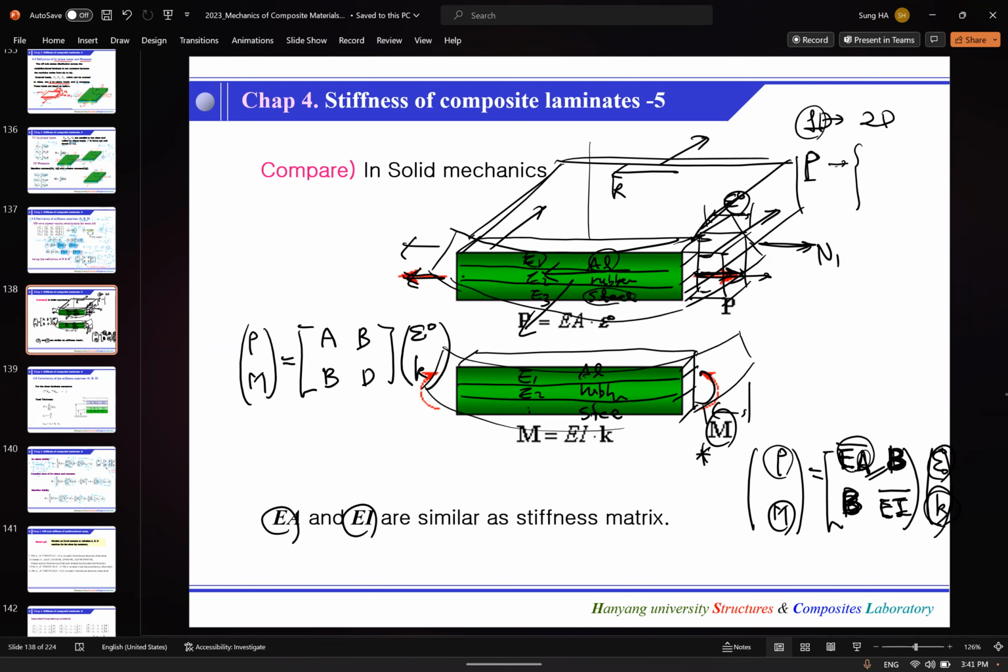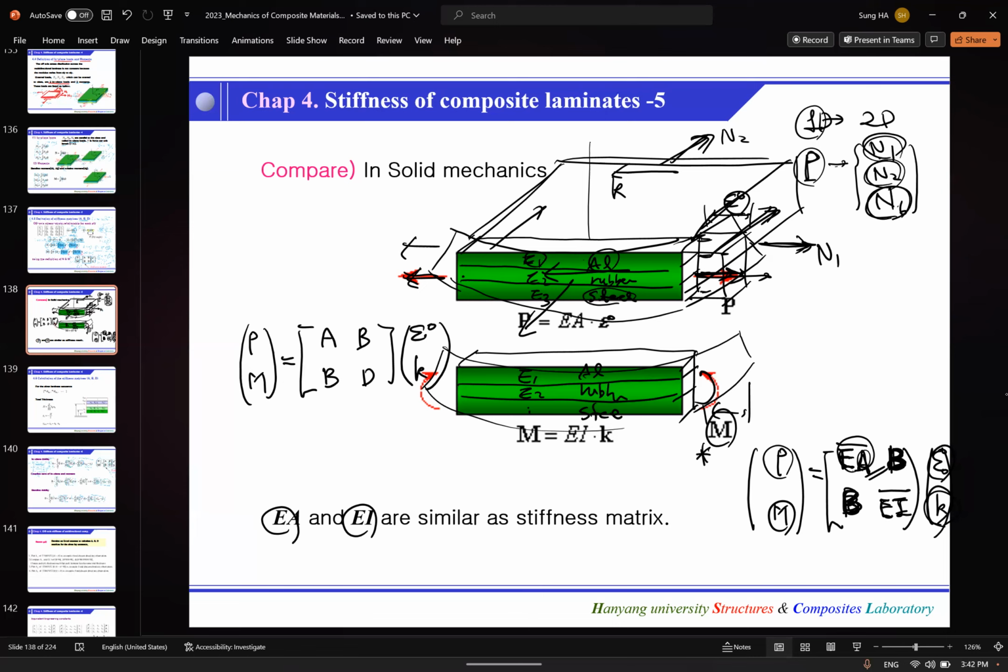I will just call it N1 instead of P, so N1. And then this load, I will use N2. And the shear load will be represented by N6. There is some reason why we call it N6, but the main point is that in 1D, we only had an extension load. Now for a 2D plate, we're going to have 3 loads. Pay attention, not just 2 loads, we're going to have a shear load. The shear load is very important.